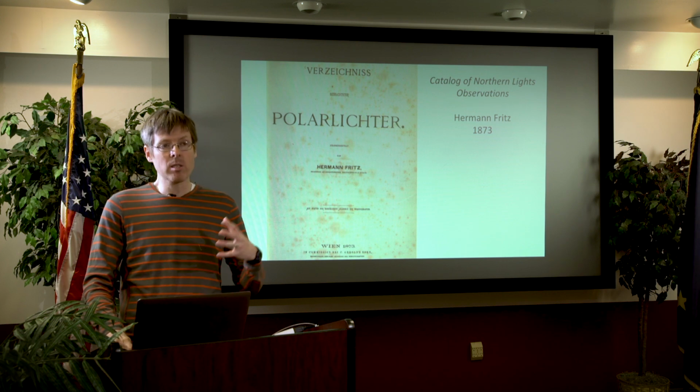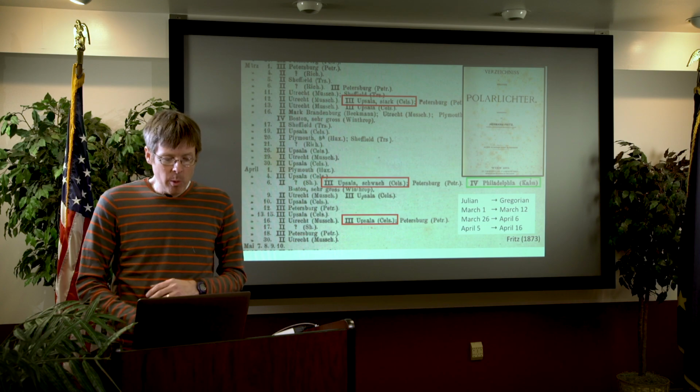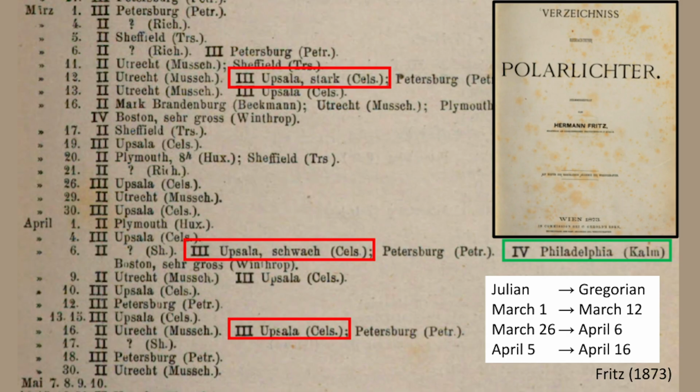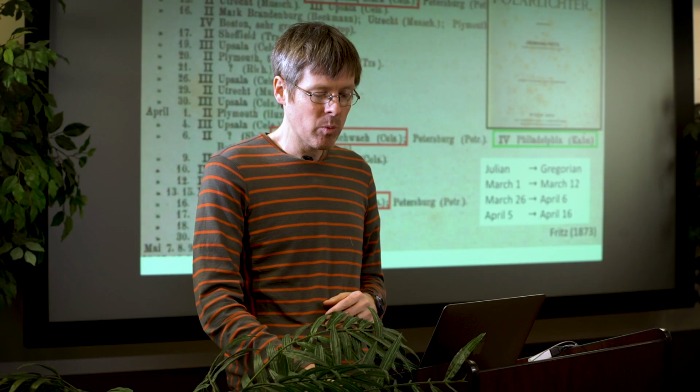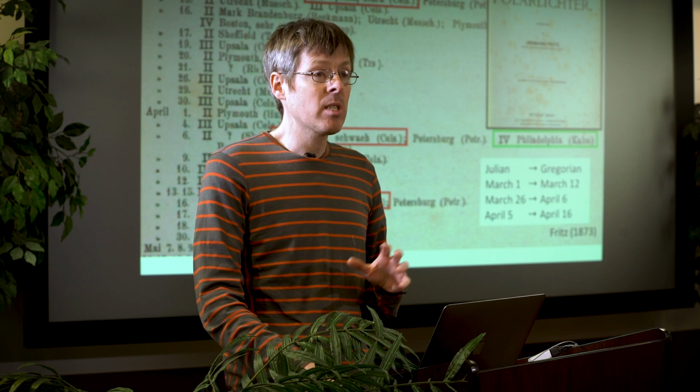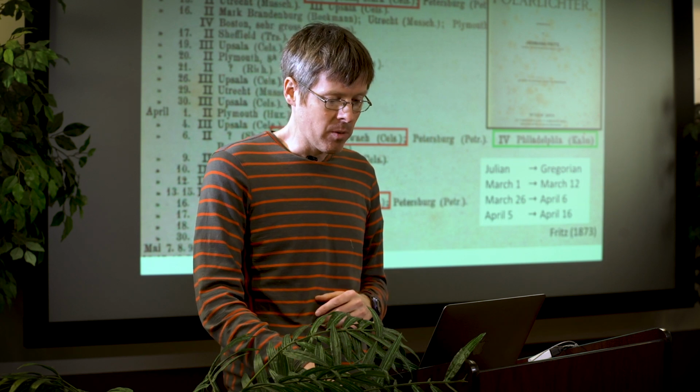1873, German catalog, someone combines all these observations, and we can dig in this catalog and see on these dates where the Uppsala observations are visible. We can also find the Kalm observation from Philadelphia, as well as from Petersburg, Utrecht, Boston. The one little tip you have to track is that the dates are off by 11 days due to the calendar, Julian and Gregorian. But anyway, it's clear that these big displays with magnetic deviation were seen in other parts of the northern hemisphere.